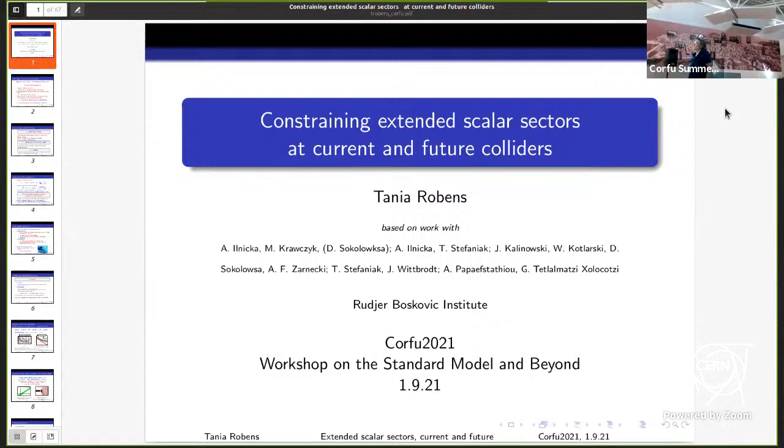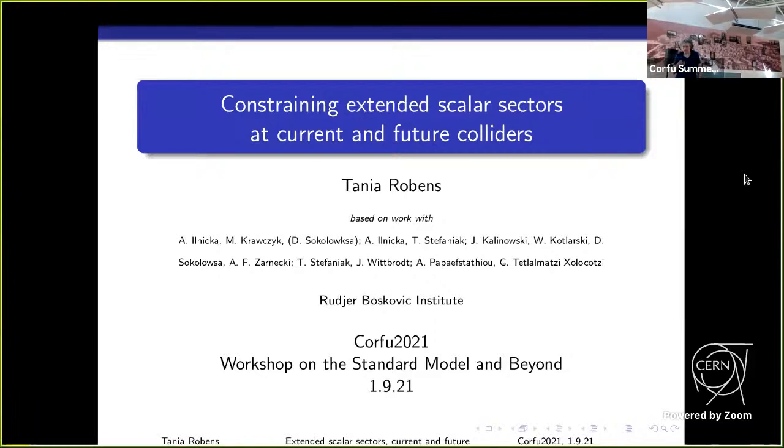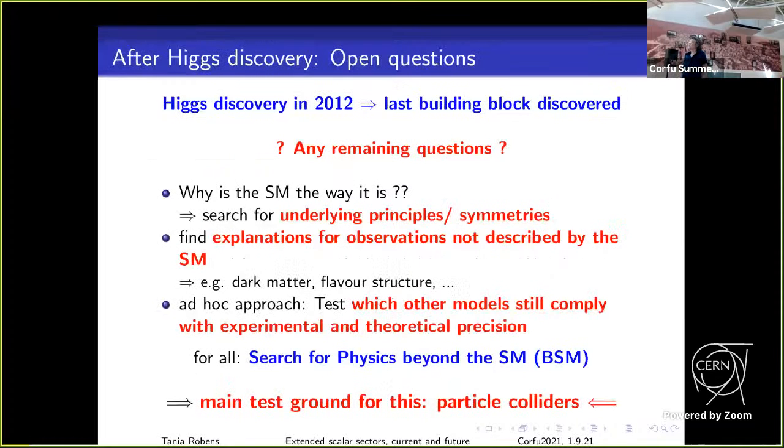Okay, I will try. So I want to thank the organizers, they are somewhere, for inviting me after hearing so many good things about this meeting. Finally, I can be here, and so far it has been very nice. As I said, I will talk about constraining extended scalar sectors at current and future colliders, and this is based on work with a large number of collaborators, which are listed here, some of them in the audience.